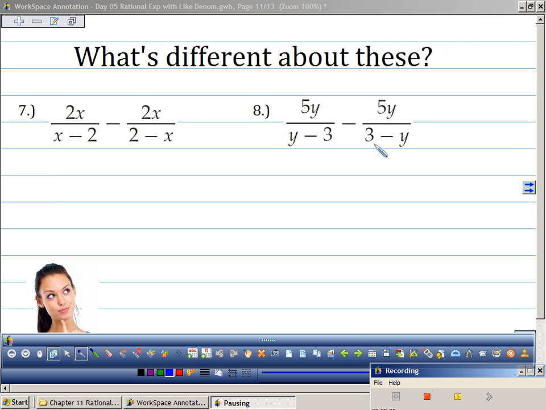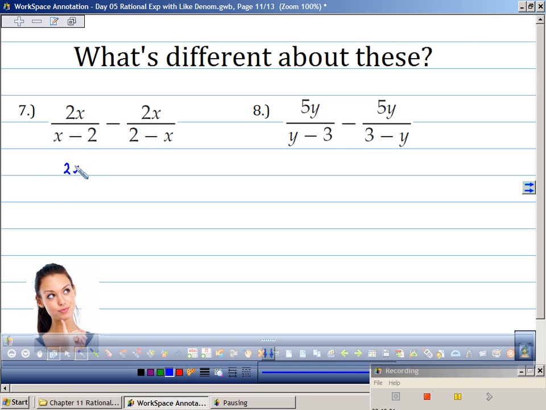I'm going to pull out a negative 1 from each one of these and see what happens. So I'm going to rewrite it. 2x over x minus 2 minus, I'm going to keep my numerator like it is, and I'm going to pull a negative 1 out from that denominator right there. So when I pull out a negative 1 from 2, what do I get? Negative 2, and what does the negative x become? Positive x.